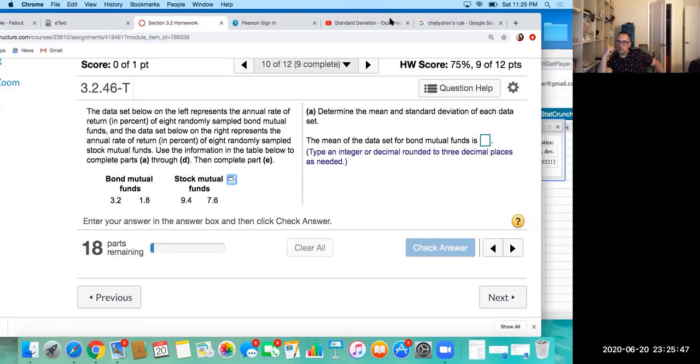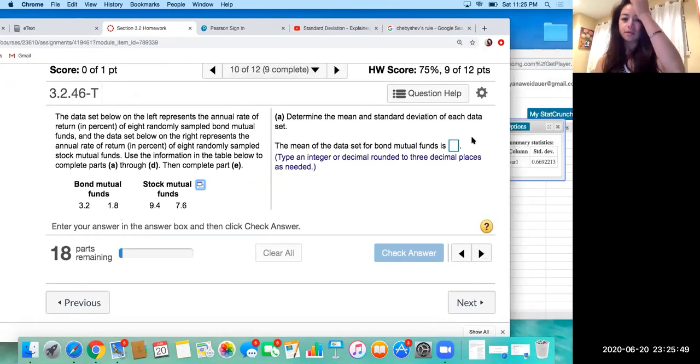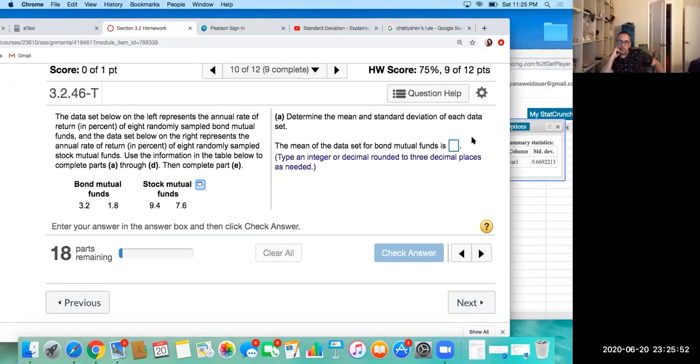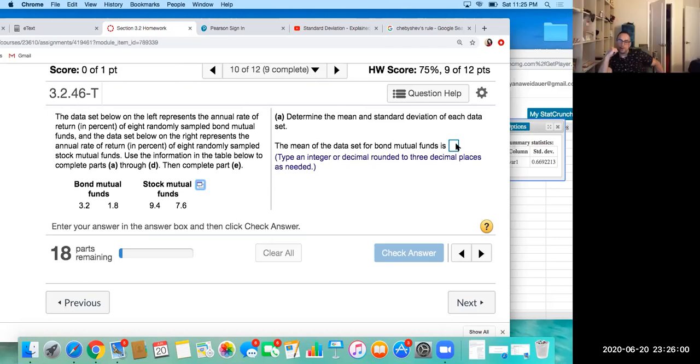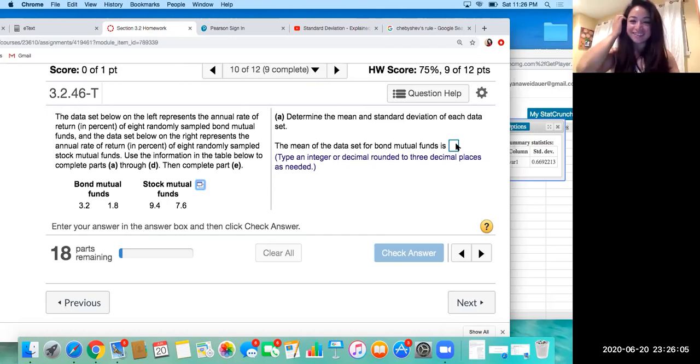Okay, for funds. Type in interest. 18 parts. Huh? What? This question has 18 parts. Yes. Wow. See how they torture us? I know.